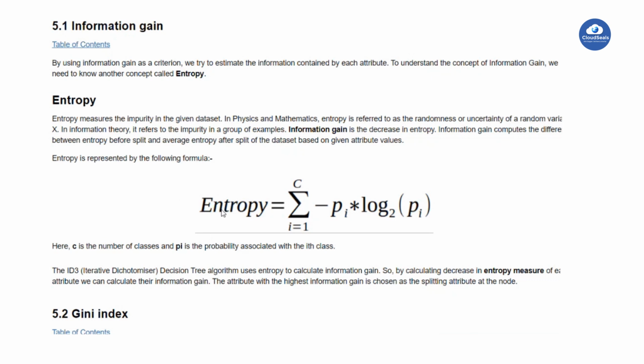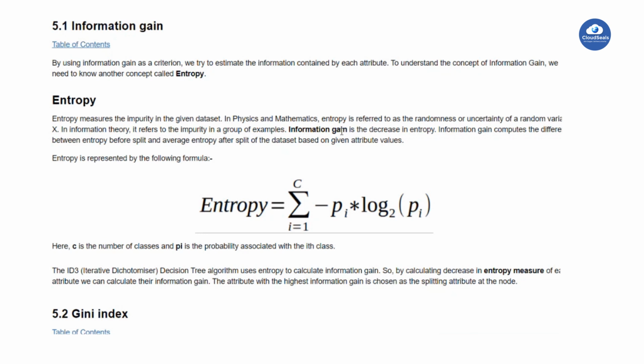But entropy by itself gives us some misleading results, so we calculate the information gain. Entropy measures the impurity of the given data set. In physics and mathematics, entropy refers to the randomness and uncertainty of a random variable X. But in our decision tree, it is useful for calculating the information gain. Information gain is the difference between the entropy before splitting on the independent variable and the average entropy after splitting.